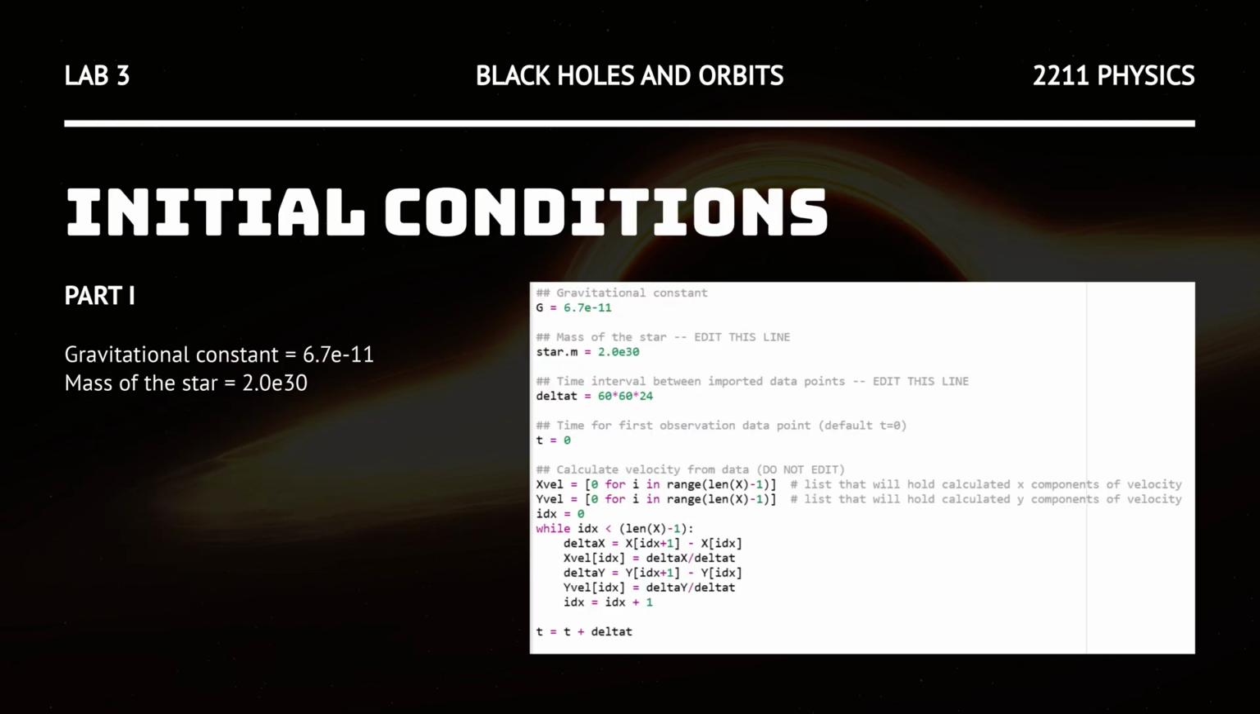Some initial conditions for this part: we had to use a gravitational constant, which is 6.7 e to the negative 11. We also had to use the mass of the star and delta T, which you can see in this code, to establish the foundation of the initial conditions.